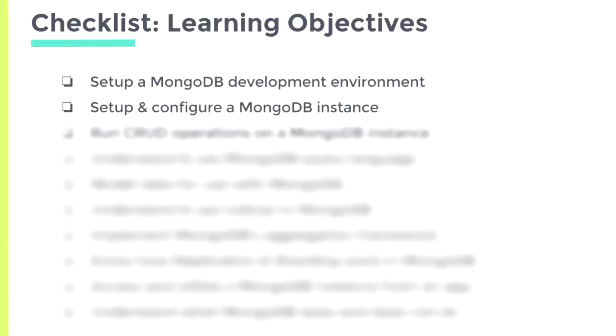We'll have an instance up and running in no time, and we'll be using that instance throughout the rest of the course. Run CRUD operations on a MongoDB instance. We'll be using CRUD operations on all of the data that we have in our course project. If you're unfamiliar with what CRUD operations are, it's an acronym. C is for create data, R is for retrieve data, U is for update, and D is for delete. And we'll be using all of those operations as we move throughout the course.